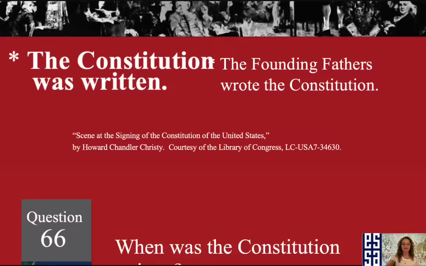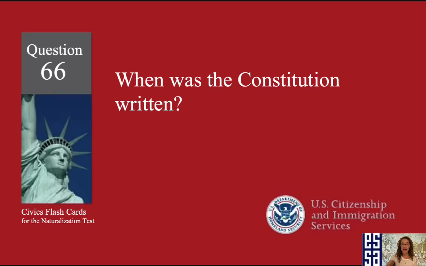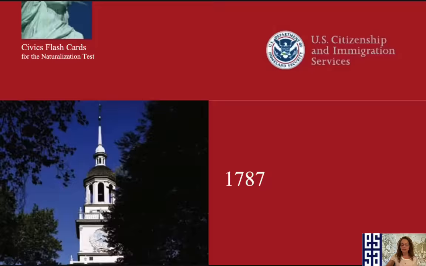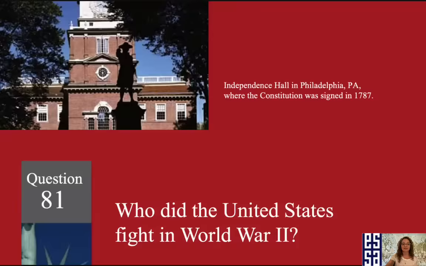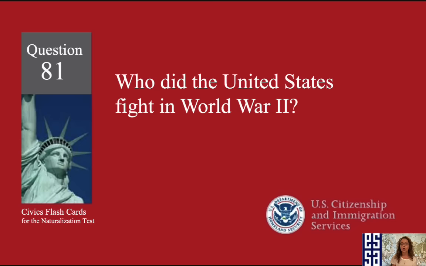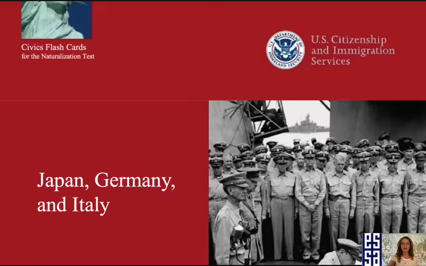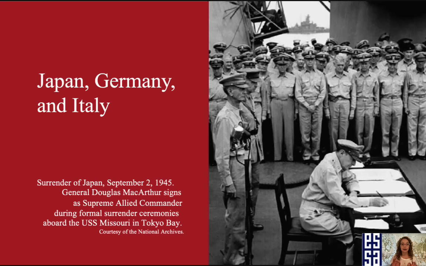When was the Constitution written? In 1787. Who did the United States fight in World War II? That's Japan, Germany, and Italy. Okay, and please say all three countries. Japan, Germany, and Italy.